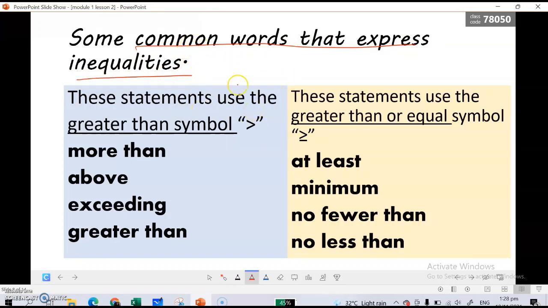So, let us now have some common words that express inequalities. Ito yung sinabi ko sa inyo. Ang table na to ay nasa module nyo. So, these statements or the words here, they use the greater than symbol. Greater than. Pag nakita nyo yung more than, so greater than yan. Above, nakita nyo yung term na yon sa word problem, ibig sabihin, you're going to use this symbol, greater than symbol, exceeding, and of course, yung greater than mismo. And for greater than or equal, we have here at least, ayan, minimum, no fewer than, no less than. Take note ha, greater than or equal yan.